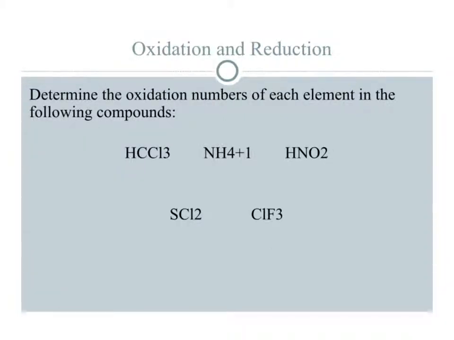So let's review some oxidation numbers here. Chlorine is going to be minus 1, so that gives me a net minus 3. Hydrogen is always plus 1, so therefore in this case the carbon had to be plus 2, because plus 2 plus 1 minus 3 adds up to 0. SCl2, chlorine is minus 1. That gives me a net negative 2, so sulfur had to be plus 2. And ClF3, F is minus 1. That gives me a net negative 3. So therefore Cl had to be plus 3 in this case.